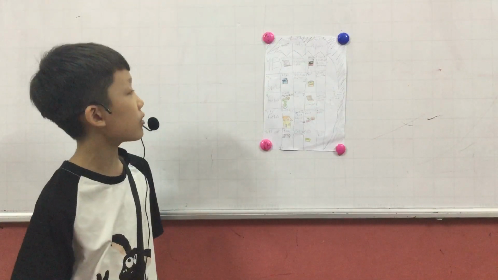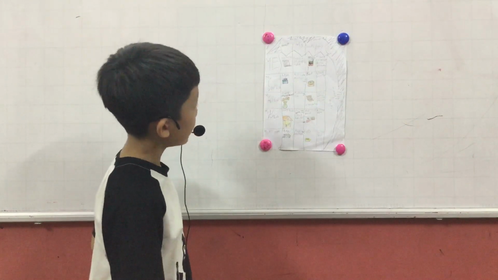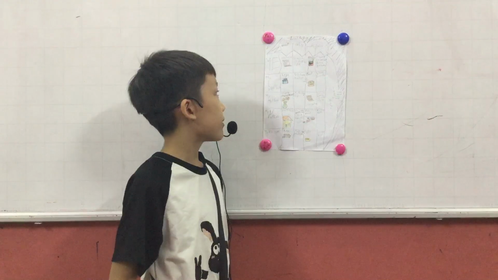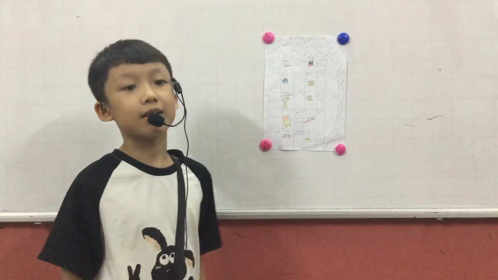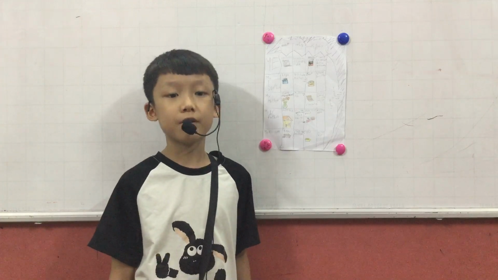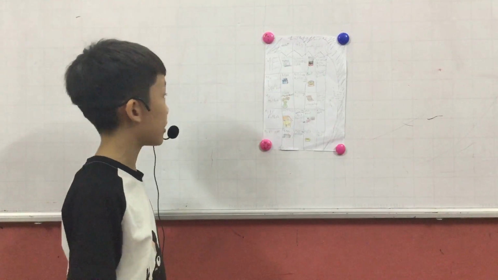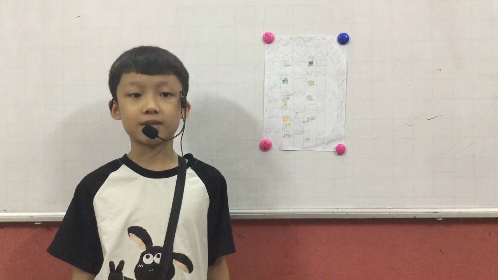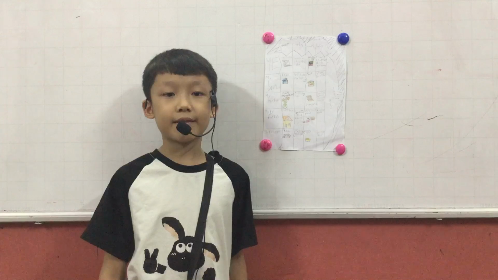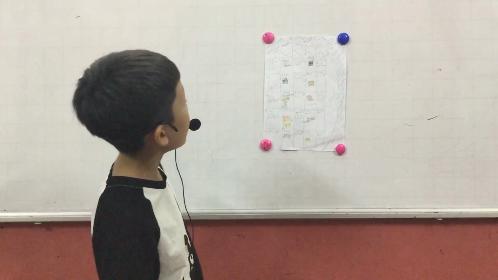Today, I will talk about my wants and needs charts. First is needs. Needs are things we need to survive, like water, food, and shelter. Next is wants. Wants are things we like, such as board games and things in app advertisements.